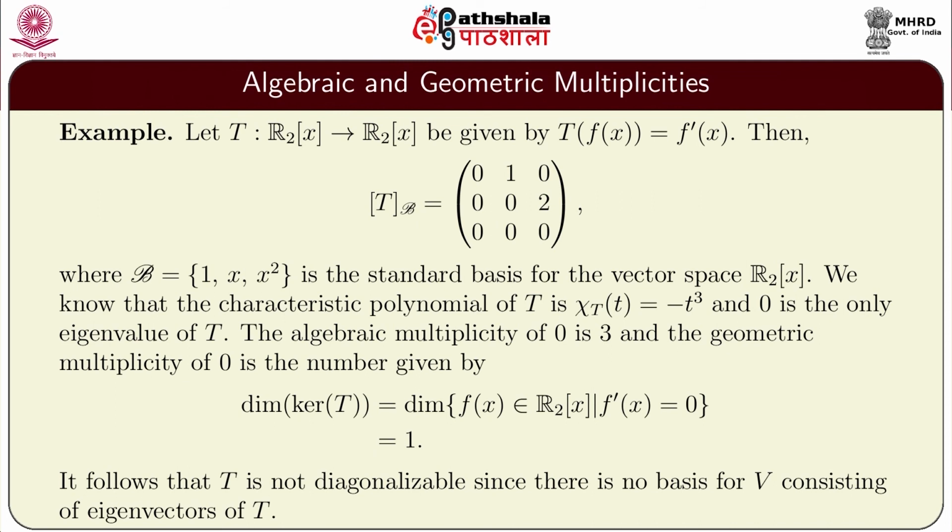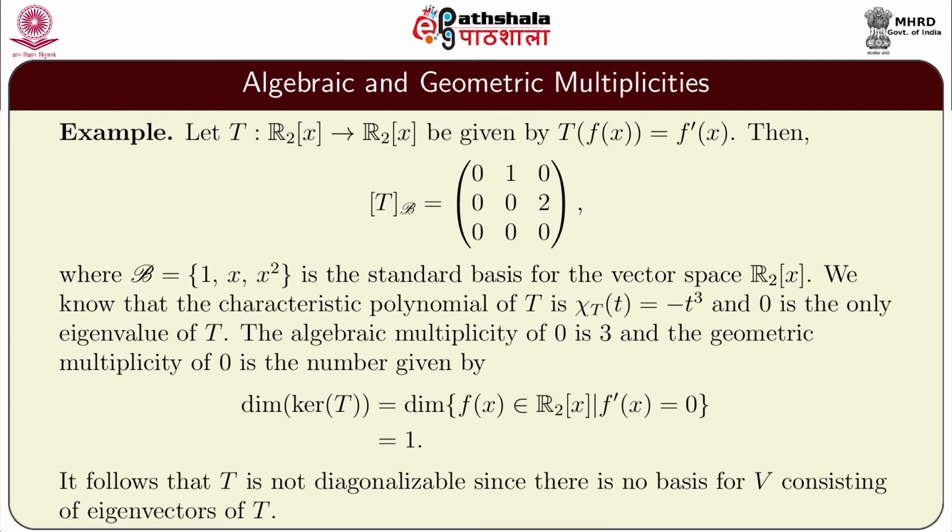Let us look at an example. Consider the vector space R_2[x], which is the collection of all polynomials with real coefficients whose degree is at most 2, and look at the differential operator T given by T of f is equal to f dash.